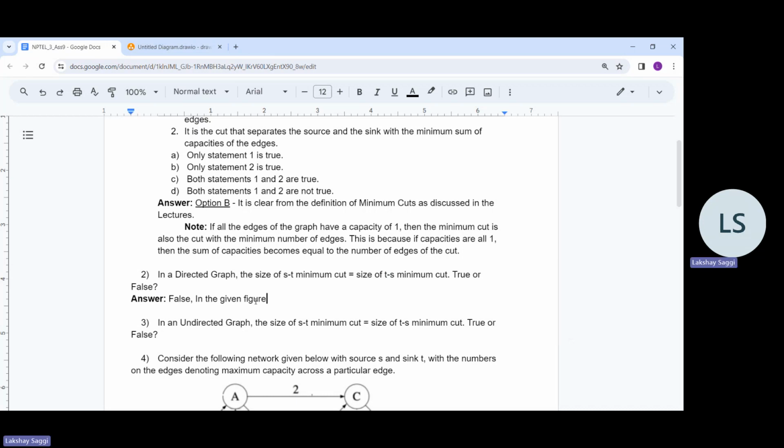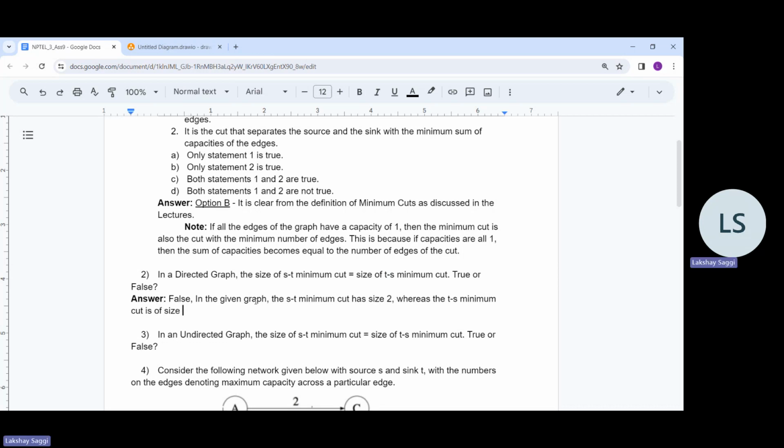So in the given graph, the ST minimum cut has size 2, whereas the TS minimum cut is of size 1. So the given statement does not hold for the given graph. So yeah, I hope everyone gets this. It's not too difficult to see. I'll just underline the answer also, that the answer is 1.